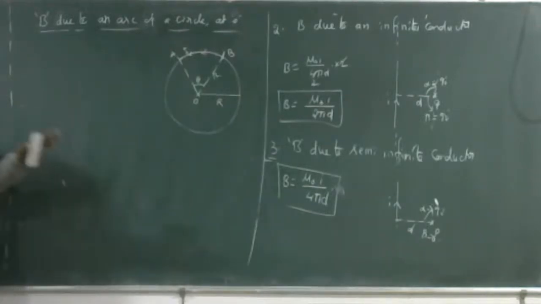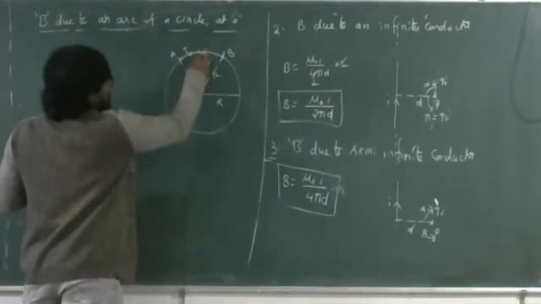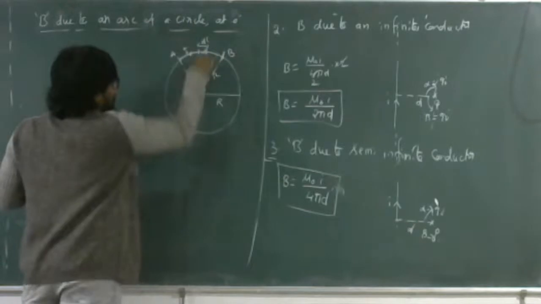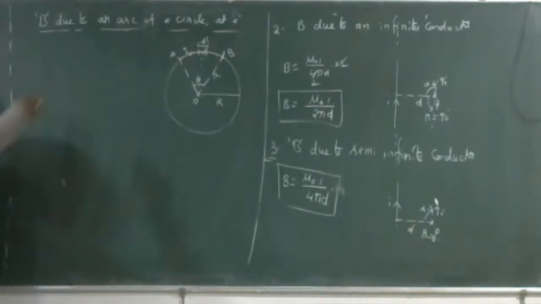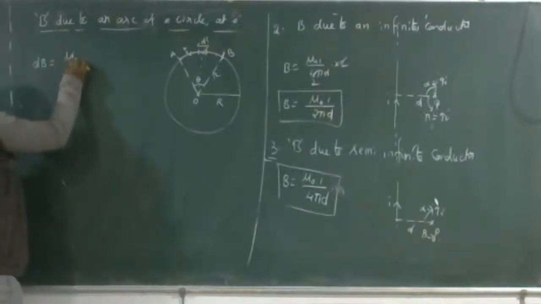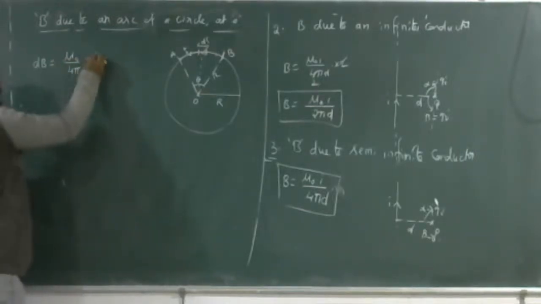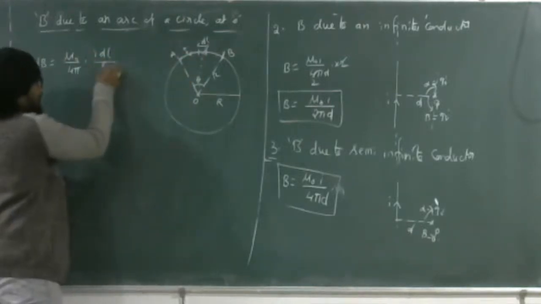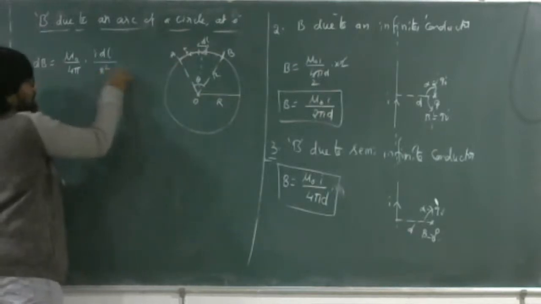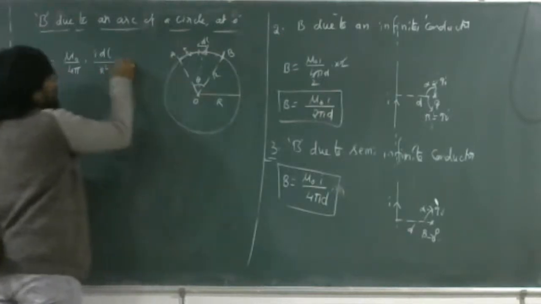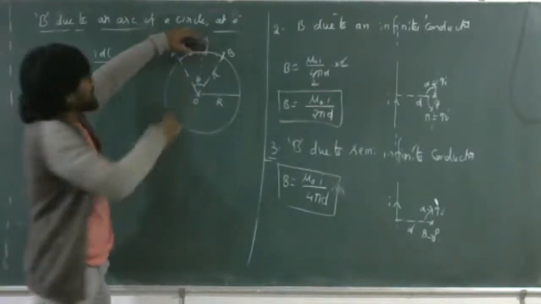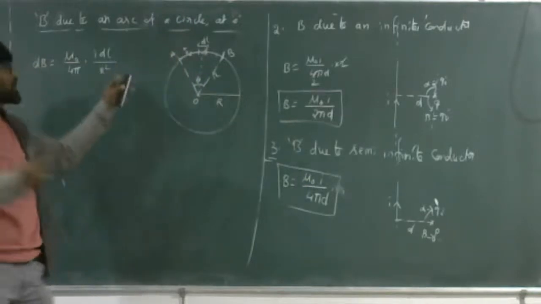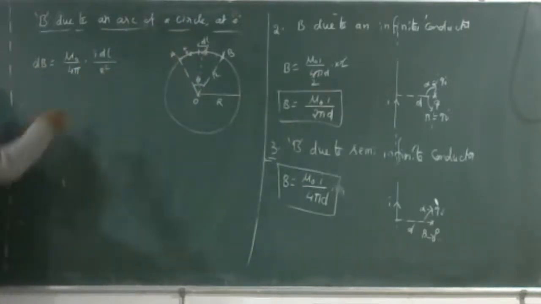To find the magnetic field, we have to consider a small element of length dl, draw a line from the element to the center, and apply Biot-Savart law. According to Biot-Savart law, dB is equal to mu naught by 4 pi into I dl, length of the small element into current through that element, by distance square, that is r square, into sin theta. Sin theta is the angle between this element and this line. These two are perpendicular to one another, so sin 90 is 1, divided by r square. That is the small field due to this.